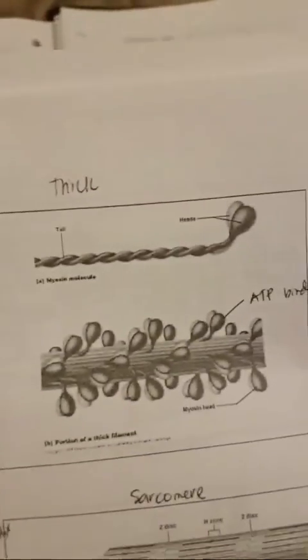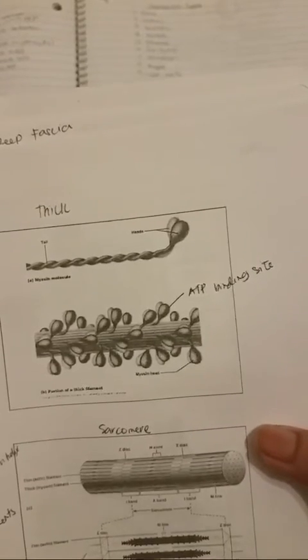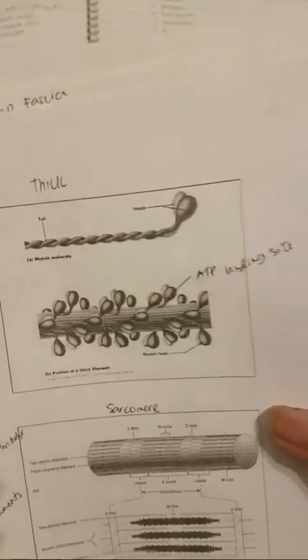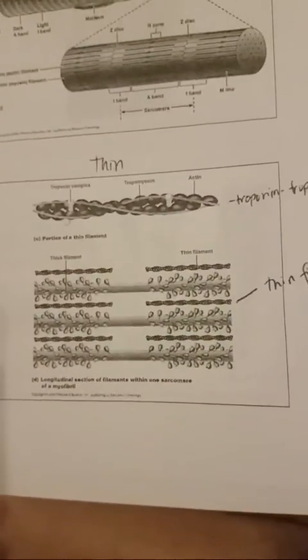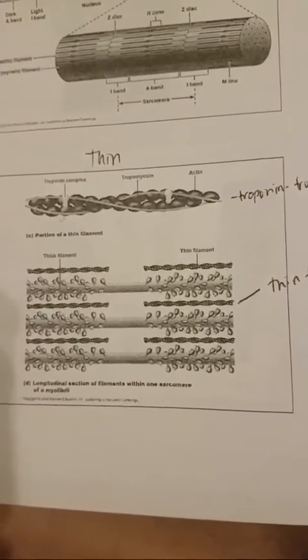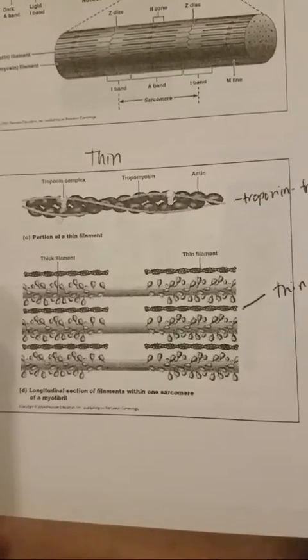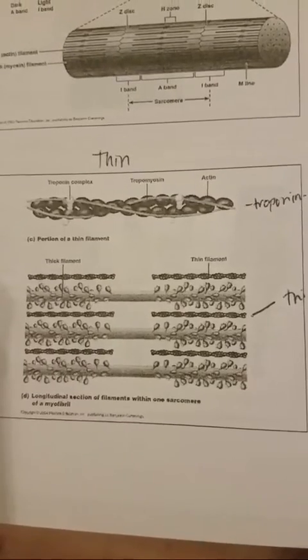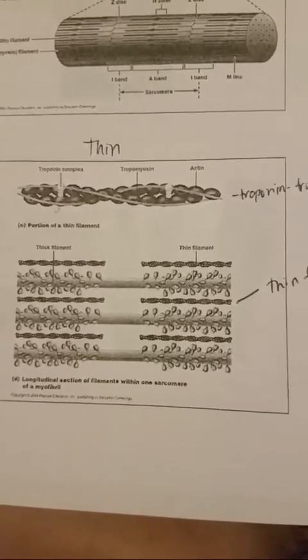And then we have the thick filaments. This is the ATP binding sites. Those are the heads. And yeah, myosin head. And we have the thin filaments. We have troponin complex, tropomyosin, and actin. So troponin is the white, tropomyosin is the stripe, and the actin is the bean shape.